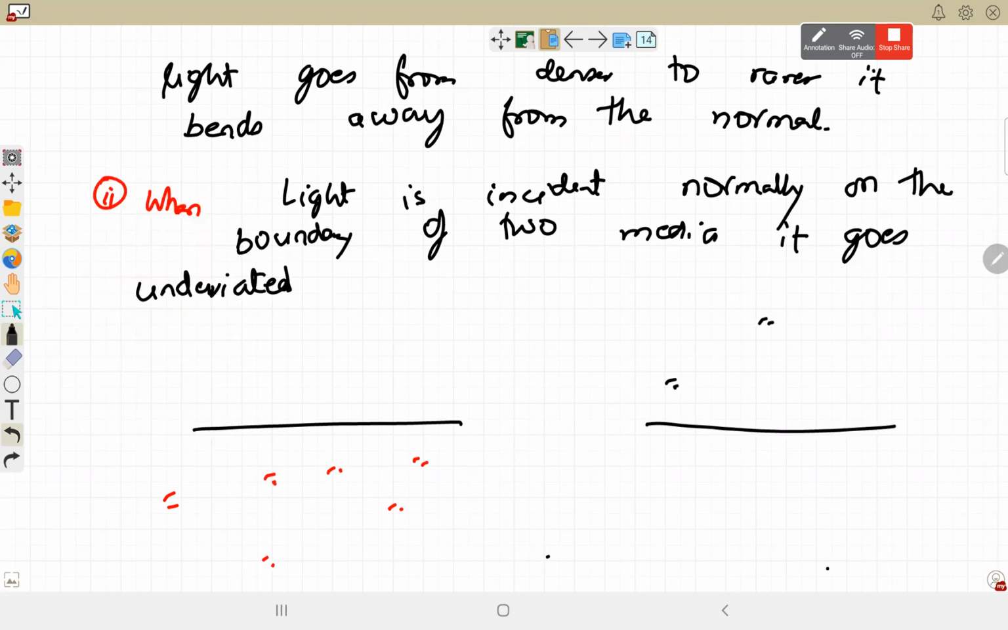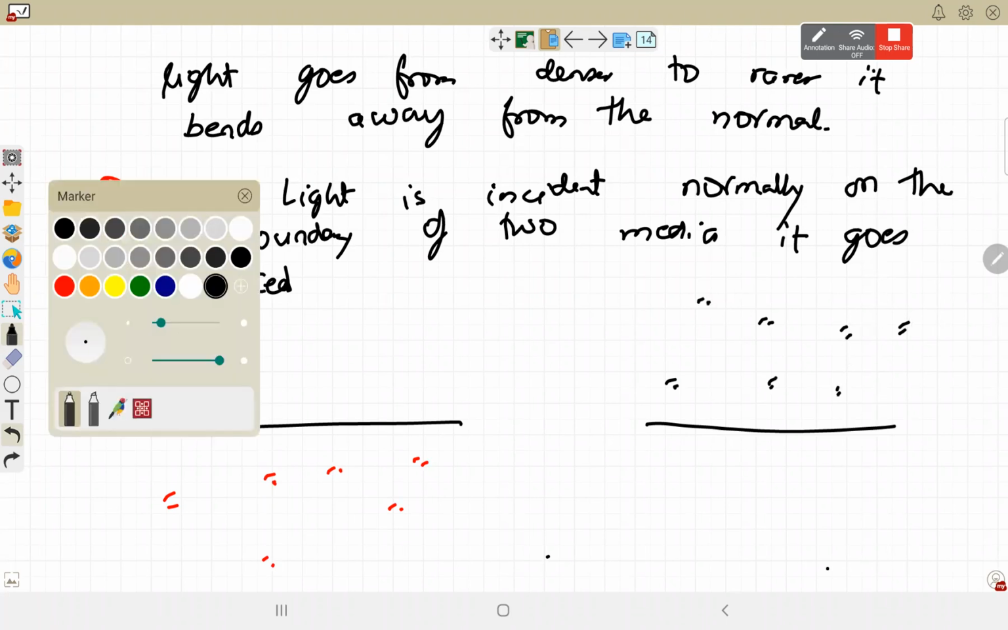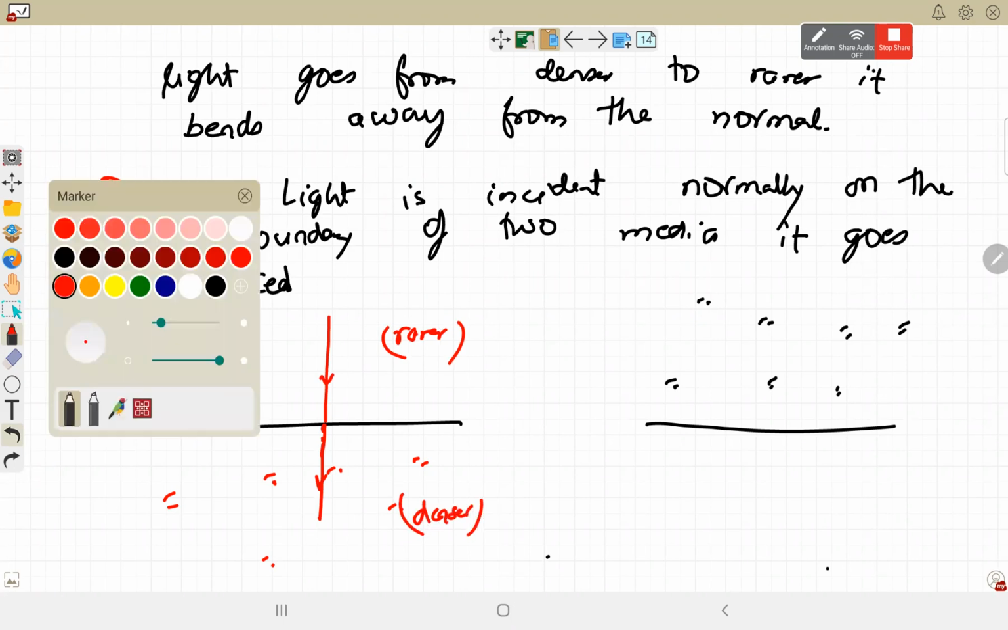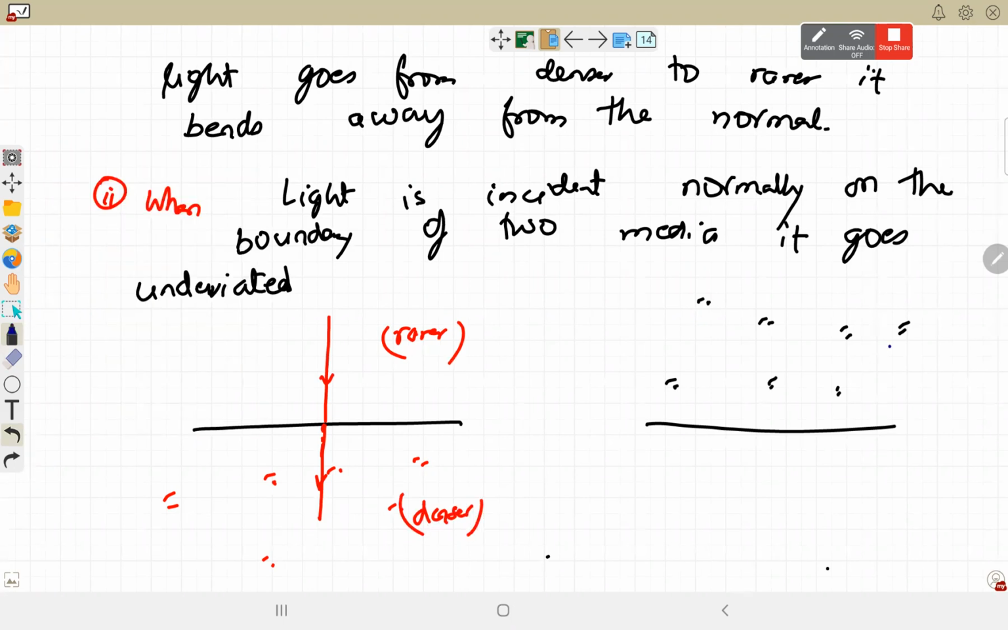This dotted portion, I'm just trying to show that it is a denser medium like glass or something. So if it is incident perpendicularly, it will go in the same direction. There won't be any deviation. So in this case, there is no refraction taking place, there is no bending or change in the path.